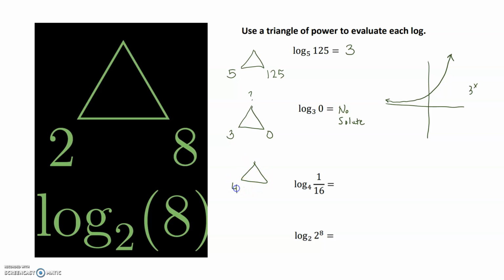And then this one, our base is 4, our answer is 1/16, so we're looking for the exponent, that's going to be -2. And then this one, if you draw a triangle, I feel like it's totally obvious. The base is 2, the answer is 2 to the 8th. What's the exponent? Well, the exponent would be 8.